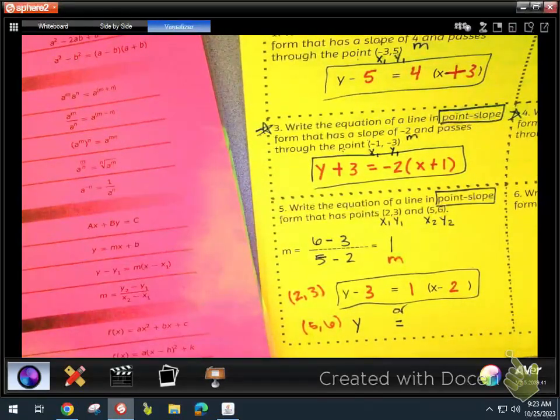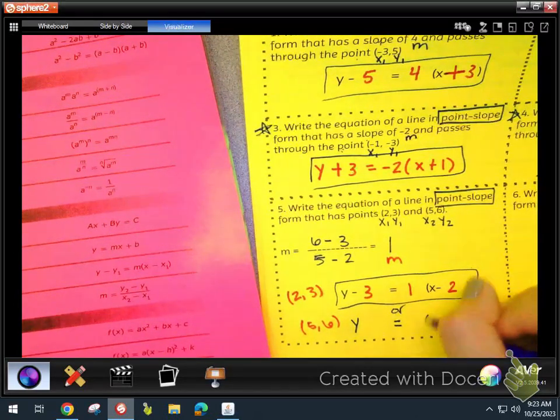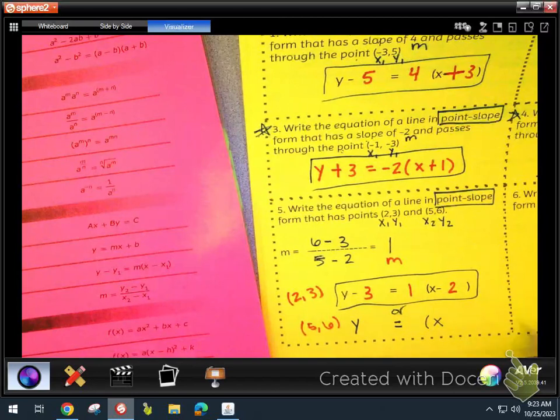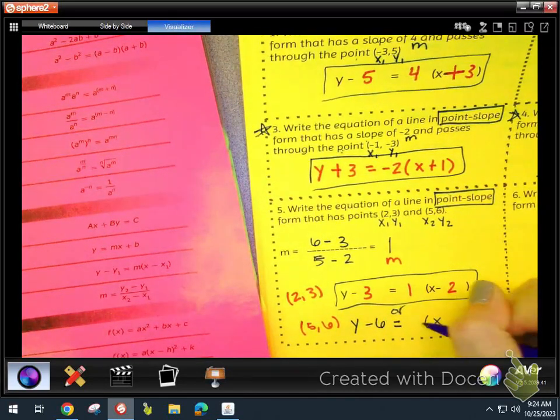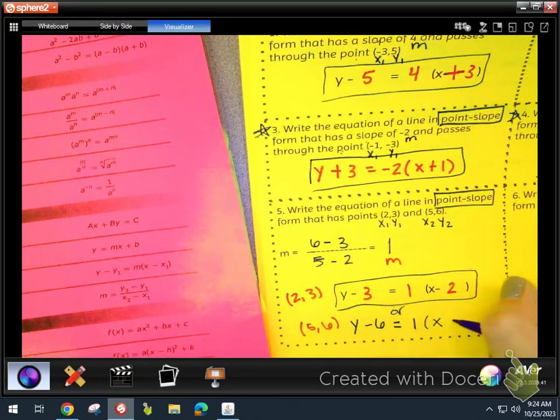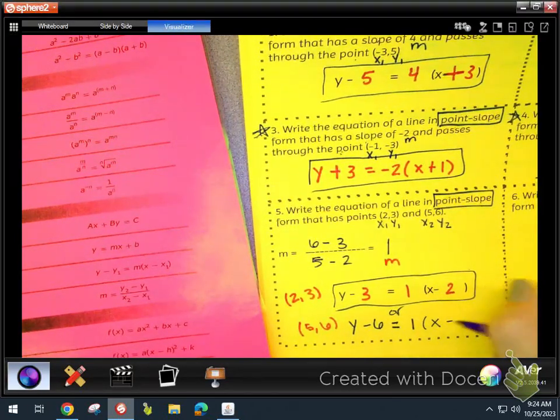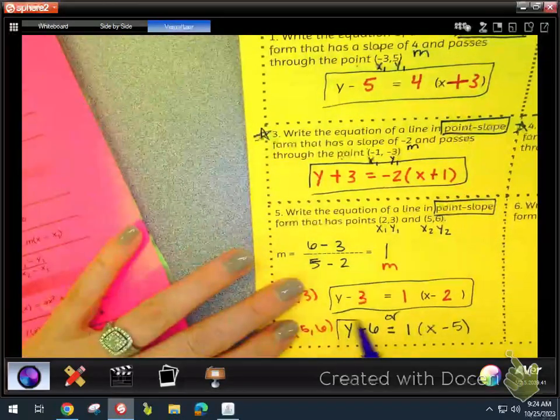You shouldn't need a calculator for this one. Not yet. Okay, if we use the point (5, 6), what's our formula? Y minus 6 equals 1 times x minus 5. Okay, there's your other point slope form that you could write.